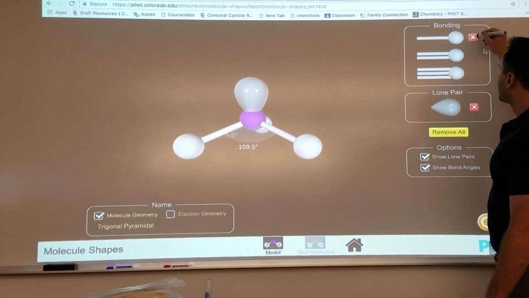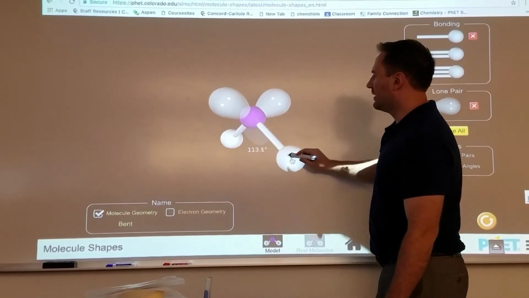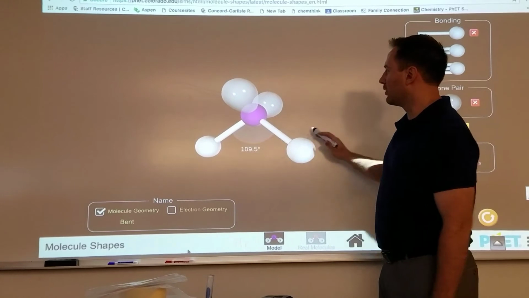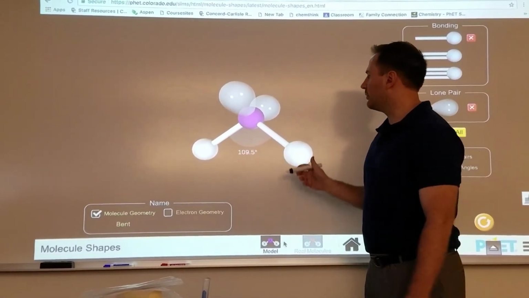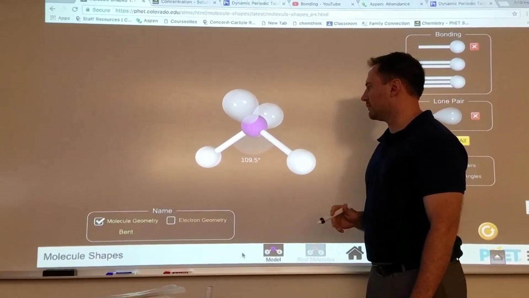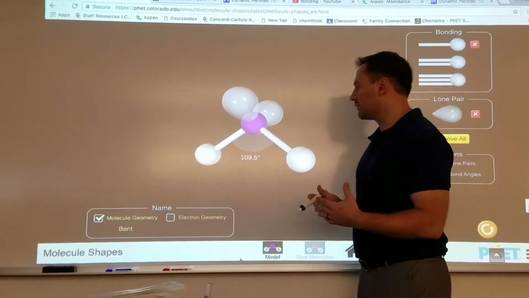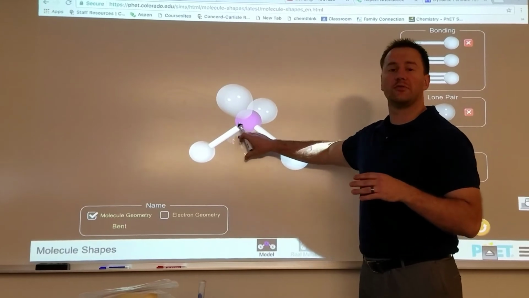Then, if I remove another bonded atom and add another unshared pair, now we have something that looks like water. And again, water is going to be polar. As long as you have different strength atoms, you're going to have a net dipole. And because it has the two unshared pairs, you would expect those to sit a little bit flatter. You're going to have a smaller bond angle than 109.5. With water, in fact, you have a 104.5 bond angle.